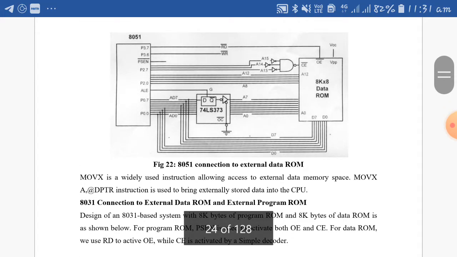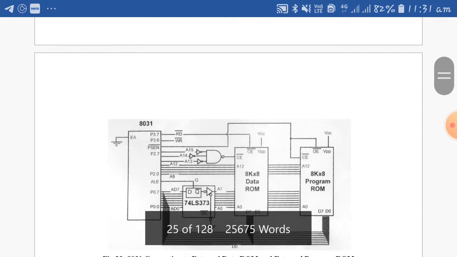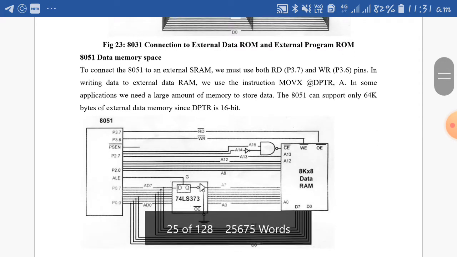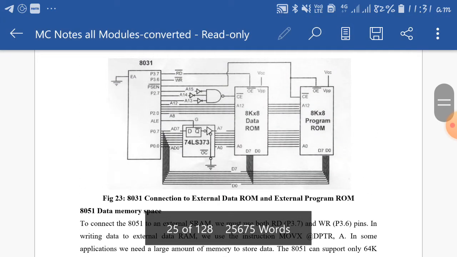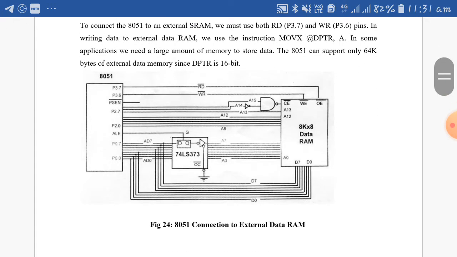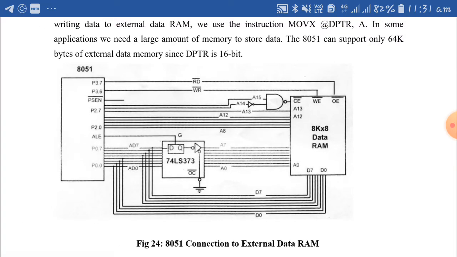This is again data ROM. I have given some examples of how you are going to access the data. Previously I explained ROM; here I am explaining RAM. The only difference is that you have to connect the write pins here. In ROM you can only access data, you can't write any data. Here you can access the data as well as write data to the RAM.